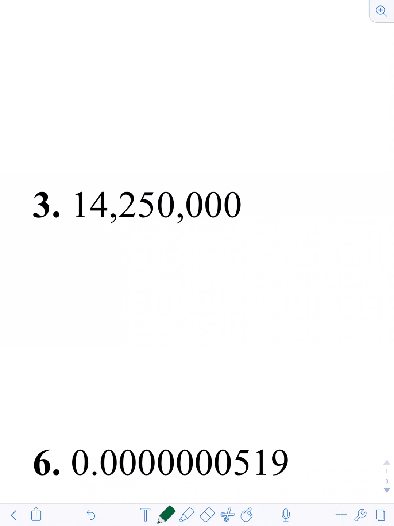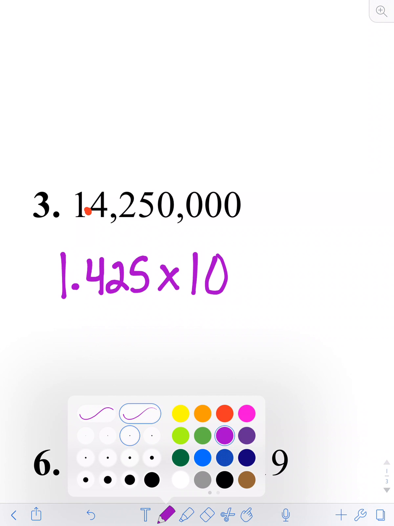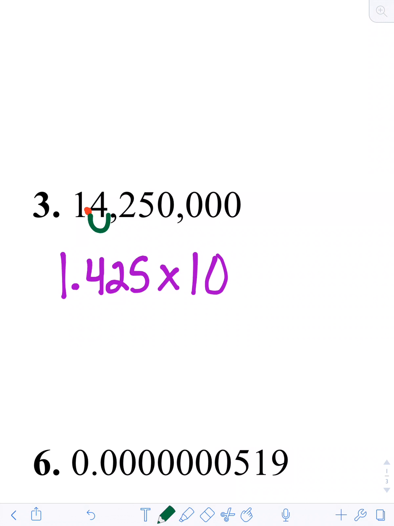All right, number 3. I'm going to put my decimal right behind the first number, right behind the 1. Let me write this out because I'm going to forget. I have 1.425 times 10 to the, and I'm going to count all the way to the end: 1, 2, 3, 4, 5, 6, 7.